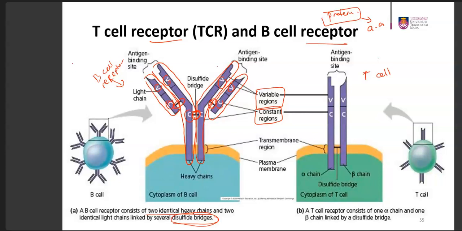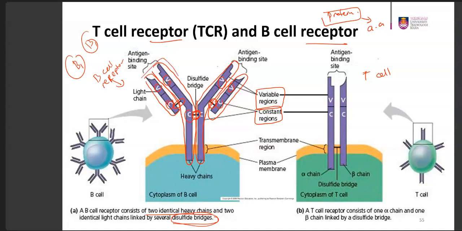Okay, for the C part, constant means that your body has many B cells: B cell 1, B cell 2, B cell 3, B cell 4 and so on. So the sequence of the amino acids will be the same from one B cell to another B cell. That is the constant region. The constant region will have the same amino acid sequence in B cell 1, 2, 3, 4, 5 and so on.